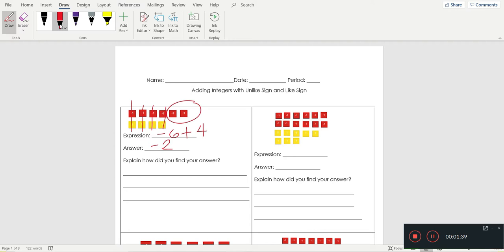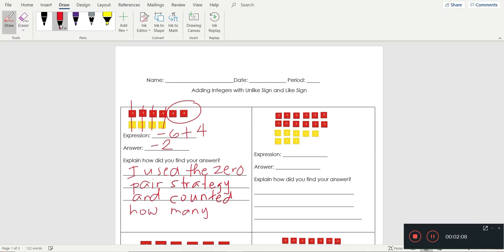Okay? So explain how did you find your answer. You will say, I used the zero pair strategy and counted how many were left.